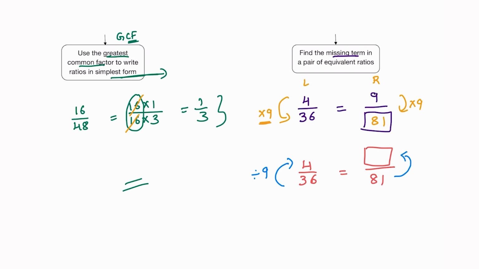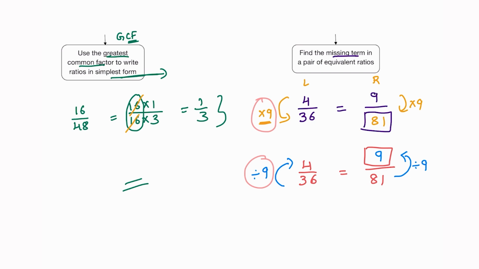From 81, we divide by 9. So 81 divided by 9 is 9. So the missing term is 9. So do you see what's happening here? You have multiplication, you have division. So based on what numbers you have to find, you can use division or you can use multiplication to get the missing terms. Okay, so this is part 4 done.